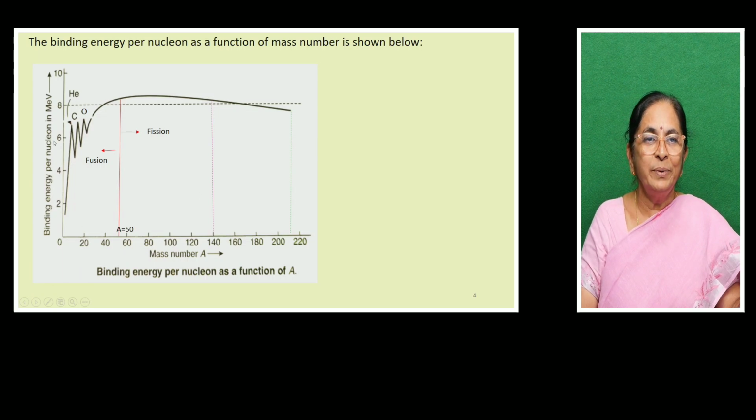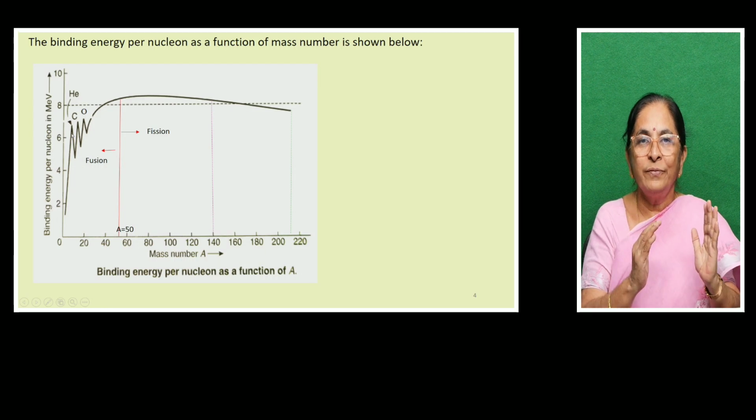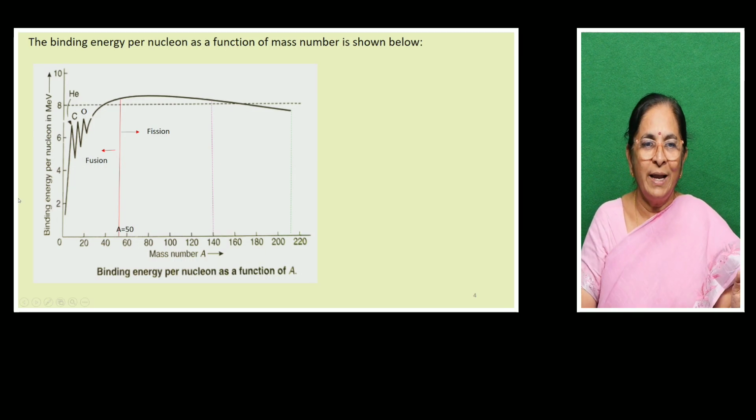So binding energy per nucleon, the unit is million electron volt, is taken along the y-axis and the mass number is taken along the x-axis. On the x-axis we have taken 20, 40, 60 like that, and binding energy 2, 4, 6, 8, 10 like that. So here what happens? As the mass number increases, binding energy also increases. Mass number increases means the number of nucleons increases. So from hydrogen to so many other elements are there. As mass number increases, binding energy is slowly increasing.